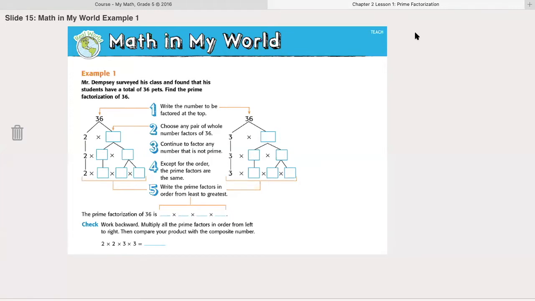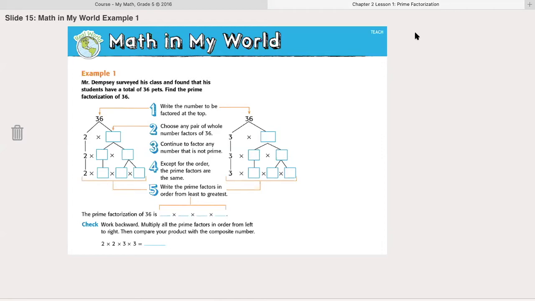So basically, a composite number is a number that is divisible by more than 1 and itself, right? A prime number is divisible only by 1 and itself. A composite number has more factors than that. Prime factorization means taking apart that composite number and breaking it down until all that's left is prime numbers that are its factors and that make up that composite.